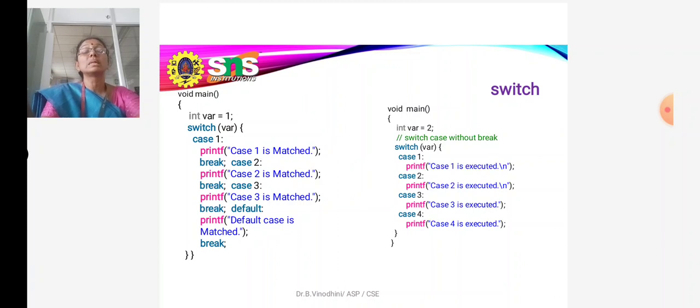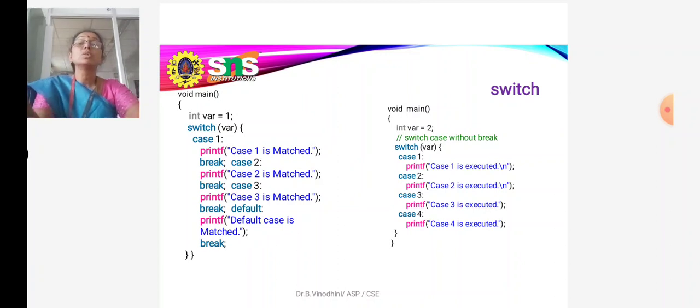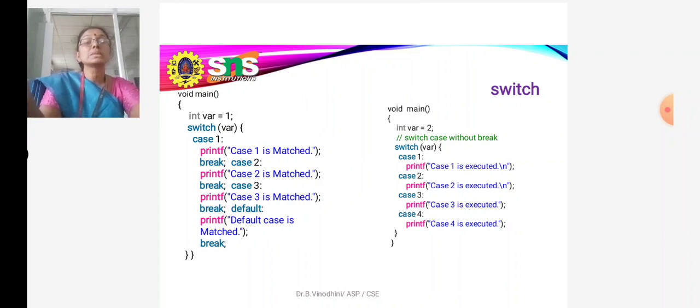Suppose in the left hand side program we have a variable equal to 1. That variable is passed as the condition to the switch. So based on the variable value the case is selected. Now the variable value is 1, so case 1 is matched. So the printf statement, case 1 is matched, is printed. So this is an example of the switch case statements.